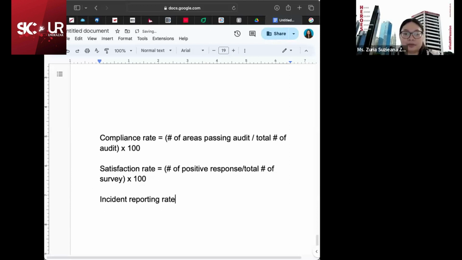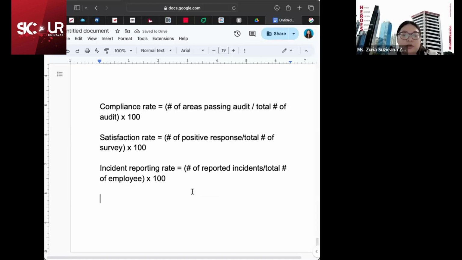What is below? This is the number of reported incidents. It can be, but this one maybe is not so accurate because it looks too low. This one can be revised. The total number of maybe employees or number of something, and then for time, the total time to resolve, and then you divide by the number of resolved incidents, and then you times by 100.